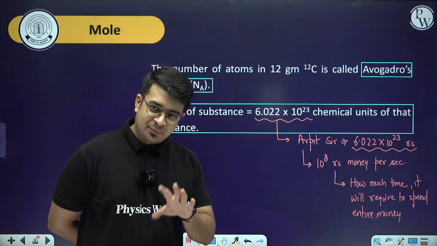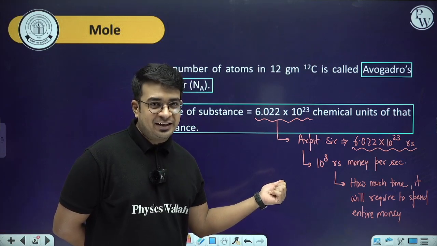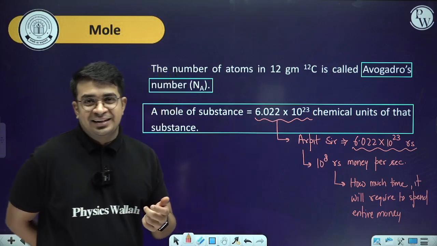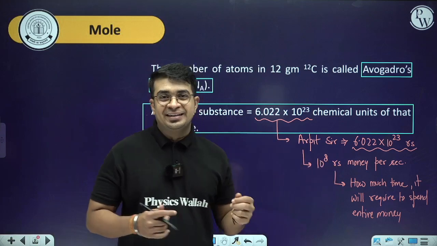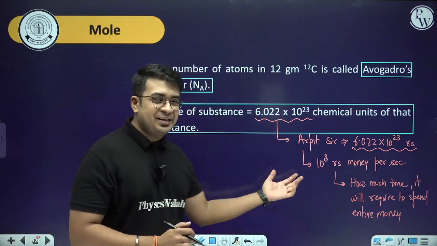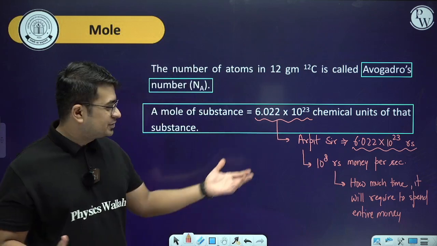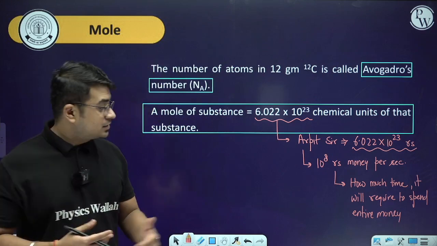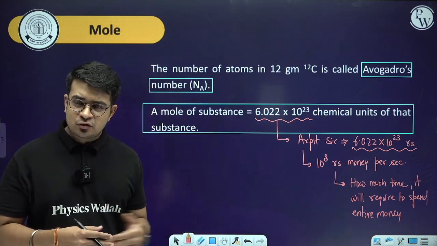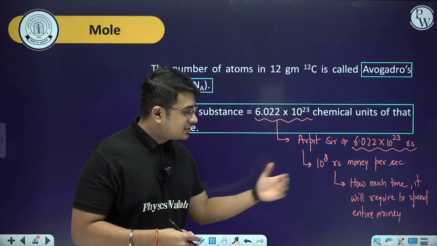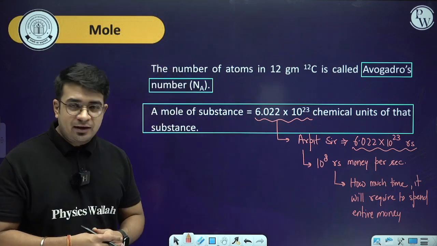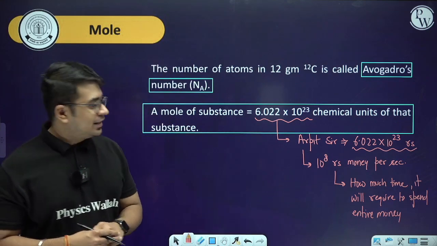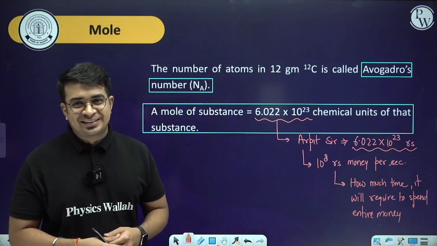So take a pause and try to solve this, because it's a very interesting analogy I'm using. Whenever it comes to money and spending of money, everyone is like, oh, this much money, I am very lucky. So that's why I'm using this simple analogy: I have this much money and I'm spending 1 crore rupees, or 10 raised to the power 8 rupees, per second. I'm asking how much time it will take to spend my entire money. Although I don't have this much money, it may be 6.022 only, but not that much.